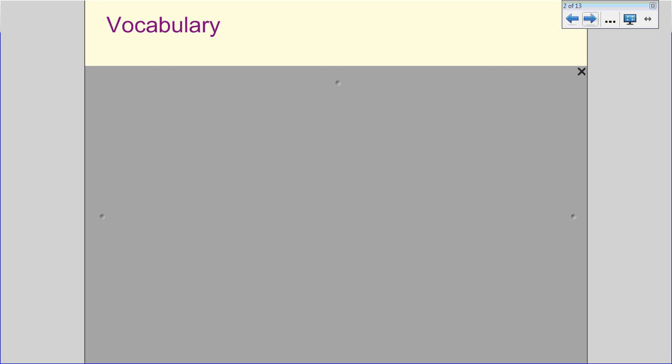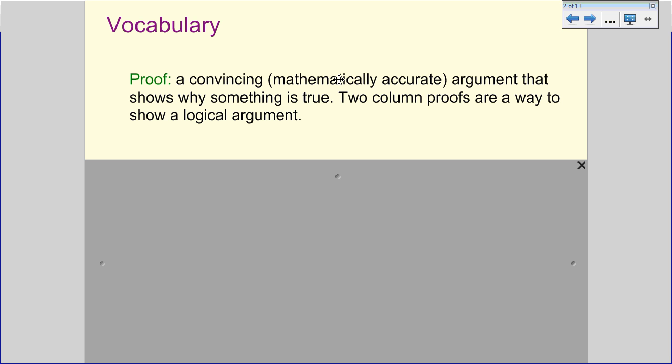All right, so let's take a look at our first vocabulary. We're going to introduce you to proofs today. A proof is a convincing but mathematically accurate argument that shows why something is true. Two-column proofs are a way to show a logical argument. You're going to try to convince someone that two things are congruent, two things are equal to each other. But you have to use logical statements, and they have to be mathematically correct. We're going to learn how to go through that flow of the logic, what we need to start with, where we're going to finish, and what those statements in between need to look like. So we'll take a look at these two-column proofs.